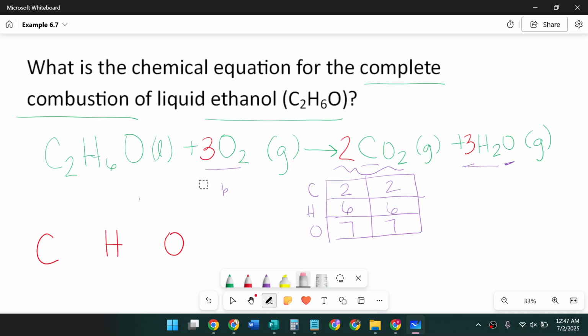Let's erase some of this extra so you can look at it. So we have our ethanol plus oxygen makes carbon dioxide and water, and all the numbers are balanced.